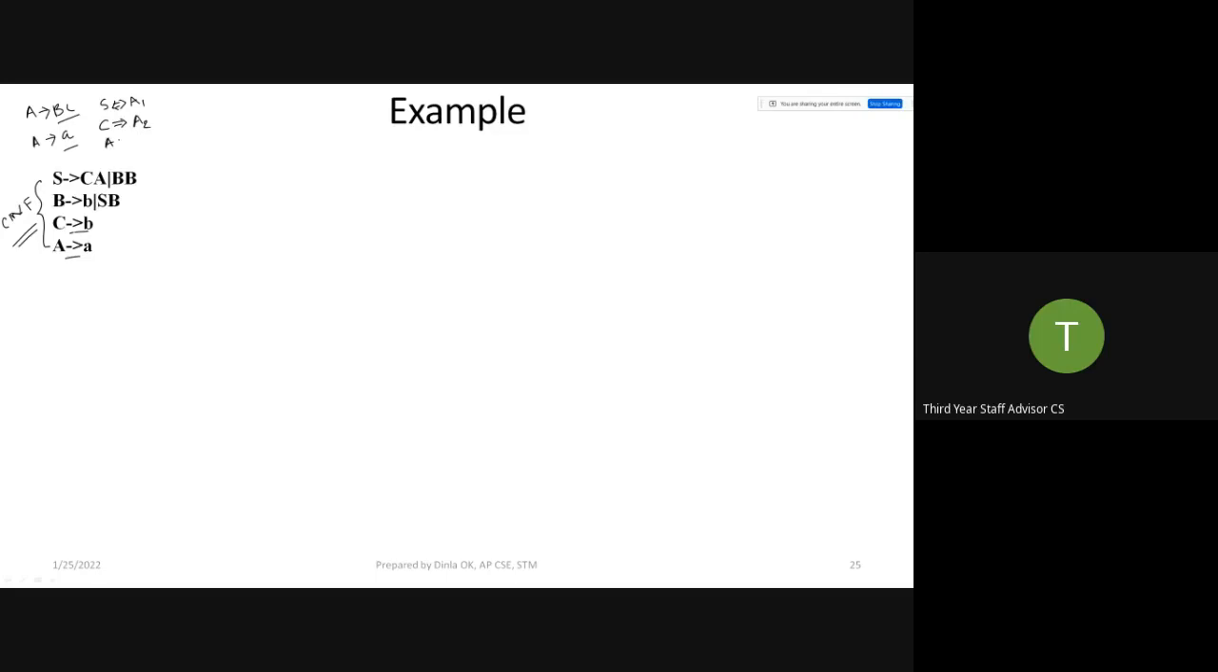Then the next one is A, which is taken as A3, and the next non-terminal is B, which is taken as A4. That is based on the order in the production. We have to rename the production, that is, rename the non-terminals. S comes first. So S is A1, C is A2, A is A3, B is A4.